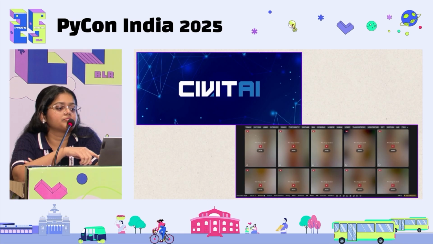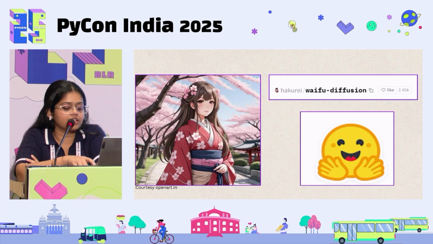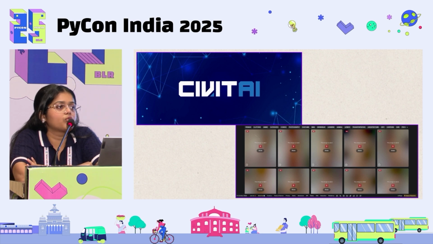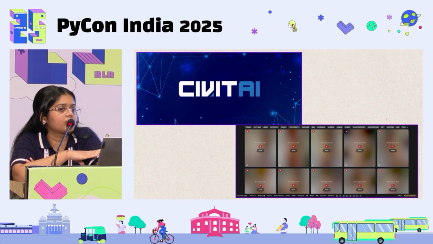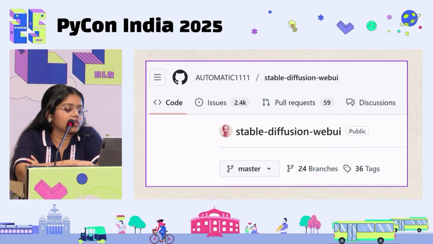This is a website called Civit AI. This is a very interesting website. If you go on this, you will find models. Anybody who's trained models can upload models on this, and you can also monetize your models. This is where a lot of these NSFW models emerged.